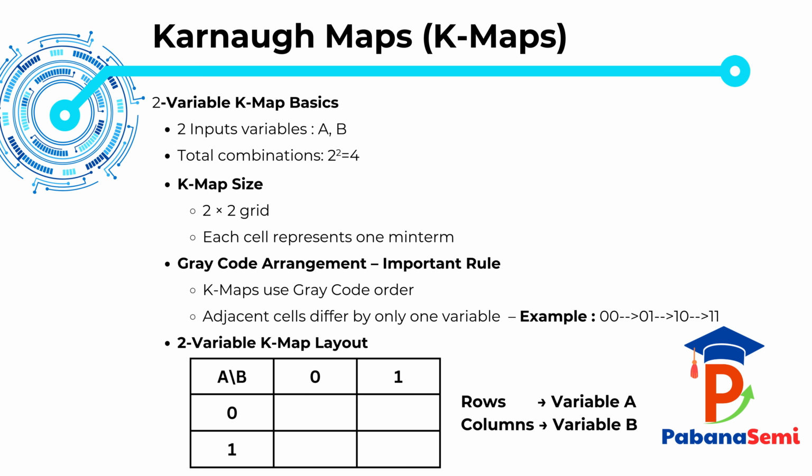Key takeaway. So, to summarize, a two-variable K-map has two inputs. 4 total combinations. A 2x2 grid uses gray code order, and each cell represents one minterm. This forms the foundation for grouping and simplifying Boolean expressions.